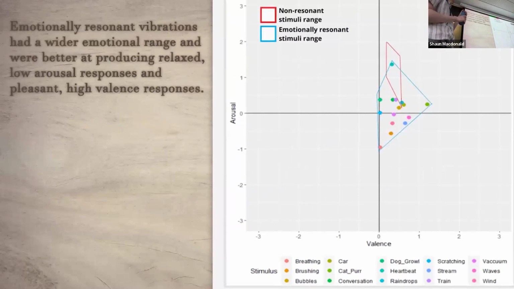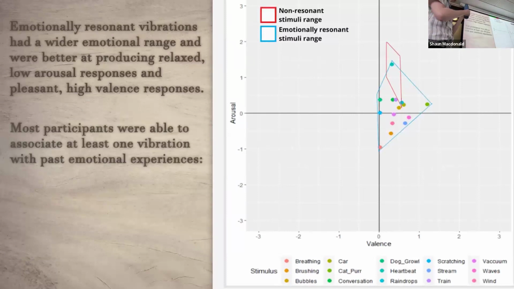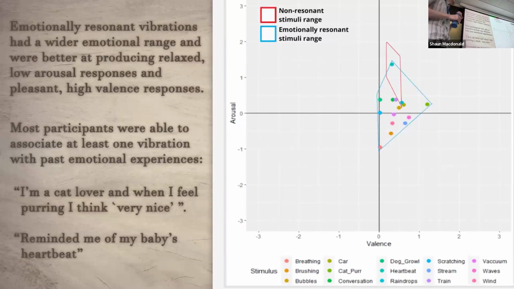Yes, as I said, we can see that we have a wider overall emotional range, and it was better at reaching further into different kinds of high valence responses, particularly. And at least one participant in each study was able to associate at least one vibration with one past emotional experience. I'm a cat lover, and I feel purring and I feel nice. Reminded me of my baby's heartbeat. People got reminded of crashing waves or of raindrops.